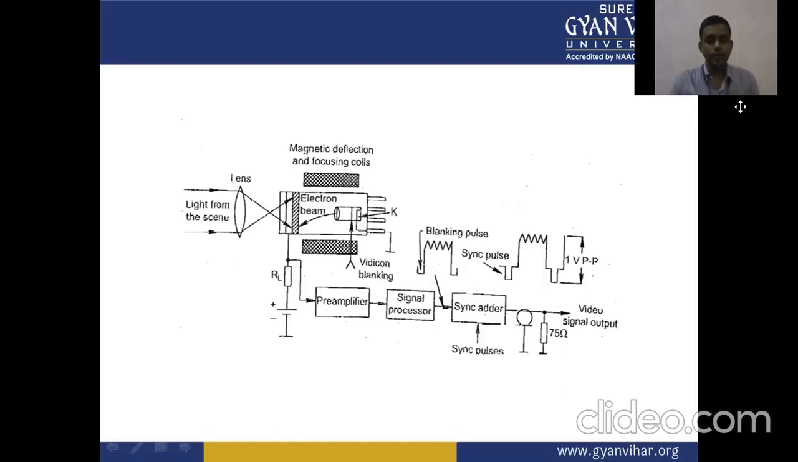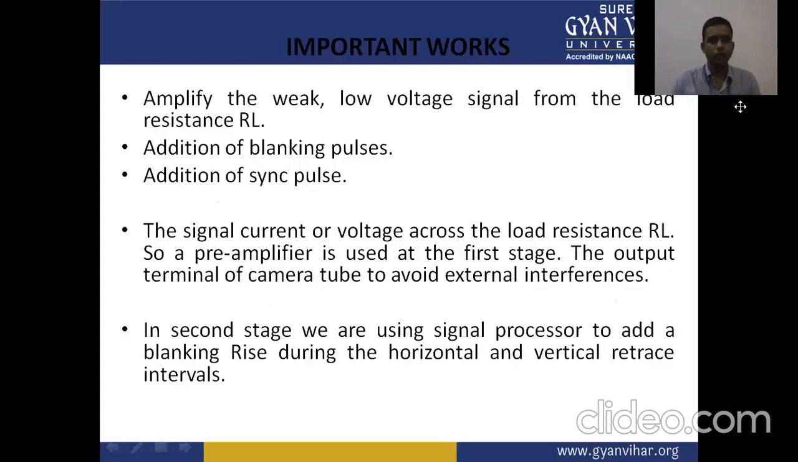So the video signal output is the composite signal, that is the blanking pulse, the sync pulse and the video signal. So this is the electron beam scanning in the camera tubes. We have already discussed how the scanning of the electron beam occurs in the image processing unit. Amplify the weak low voltage signal from the load resistance RL, addition of blanking pulses, addition of sync pulses. So in the amplifier section, after amplification, we add the blanking pulse and the sync pulse to the corresponding video signal. The signal current or voltage is across the load resistance RL.